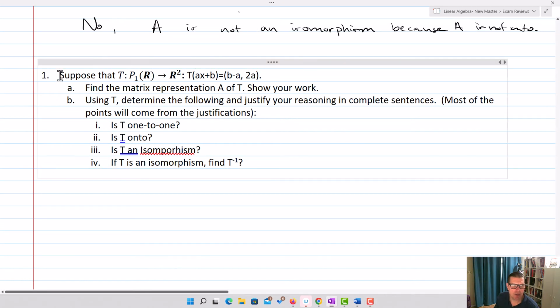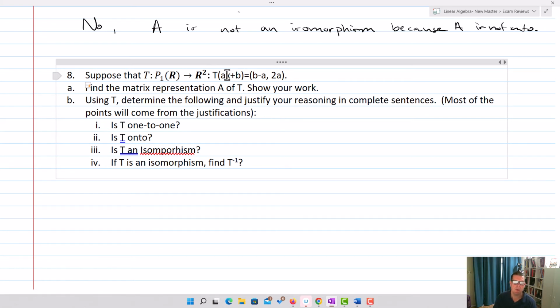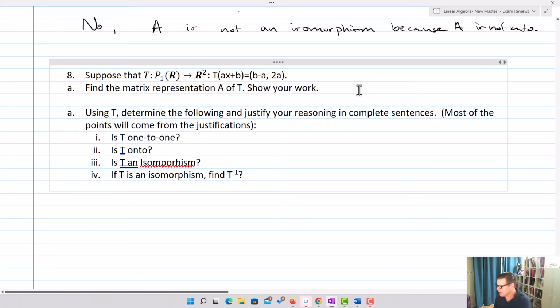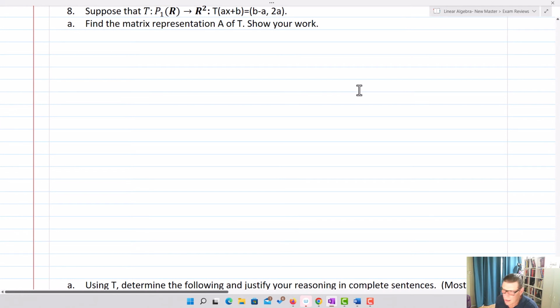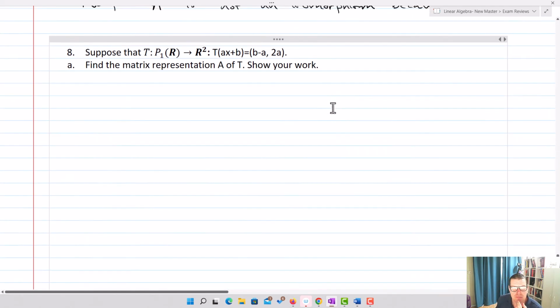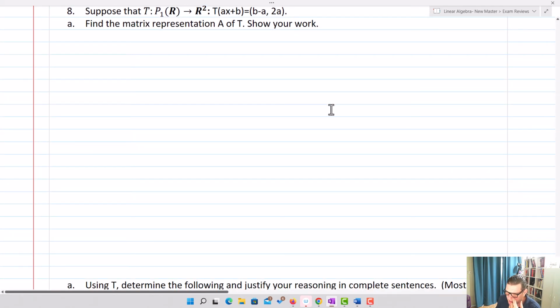All right, so now number 8. What we have here is we want to suppose that T from P1(R) to R2 is defined as the linear transformation T of Ax plus B equal to (B minus A, 2A). And so we first want to find the matrix representation of T, and we're going to show all of our work. Okay. There are a couple different ways. I'm going to give you the one in which we use the standard basis for P1(R).